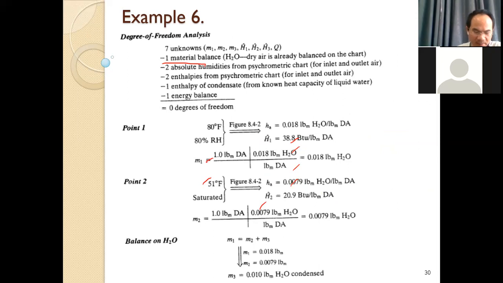And we have the absolute humidity from the psychrometric chart for inlet and outlet air. We know the condition. And also we know the enthalpy from the psychrometric chart for inlet and outlet air, and we know the enthalpy of water from the condition. And also we know one energy balance. Okay, we have zero degrees of freedom.